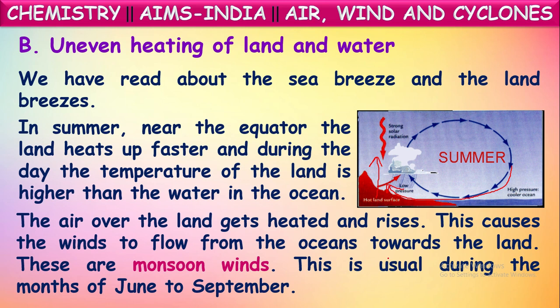This is usual during the months of June to September. In these months, land becomes warmer and hotter, so the air in this area becomes hot and rises up. It creates low pressure on the land. Now the cool breeze from the oceans moves to the land. They are called monsoon winds. This is generally observed from June to September in our country.